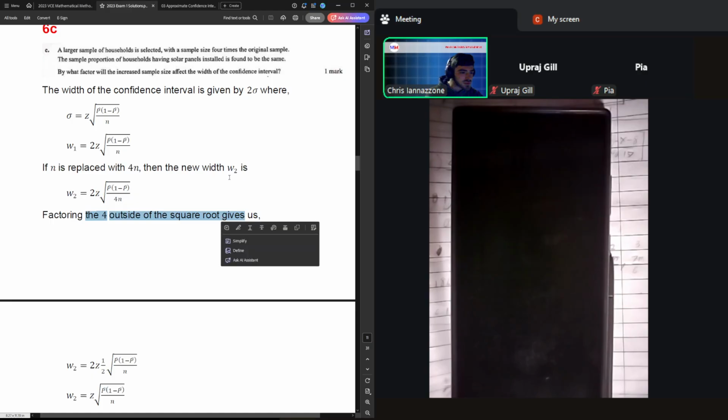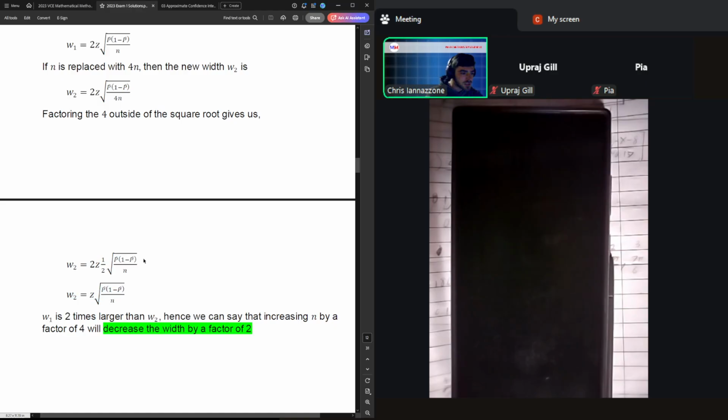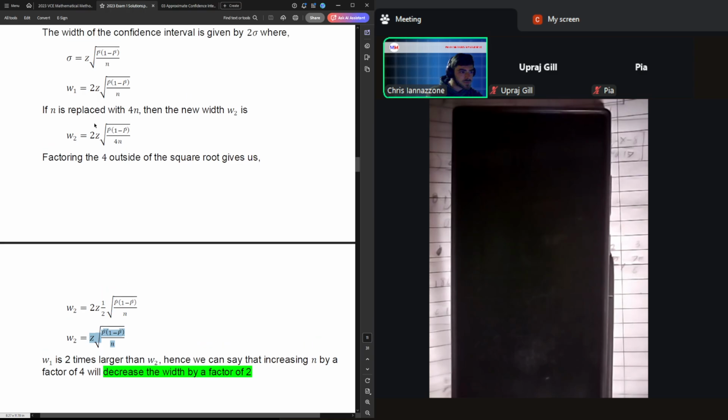You want to try and rearrange it so it looks similar to this. And the way you do that is to take the 4 out of the square root. That'll make it become a half. Your second width is now just z times that square root term. If you compare that to 2 times that z square root term, suddenly you see the difference. All right, this is reduced by a factor of 2.